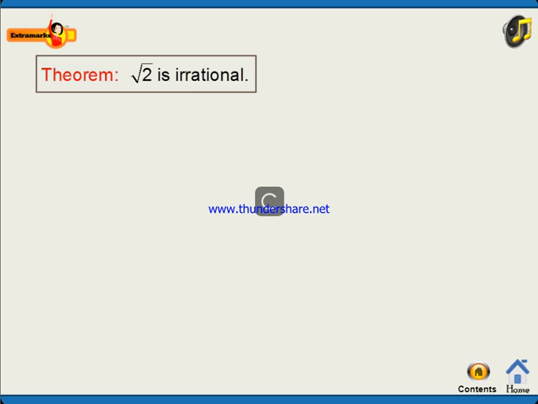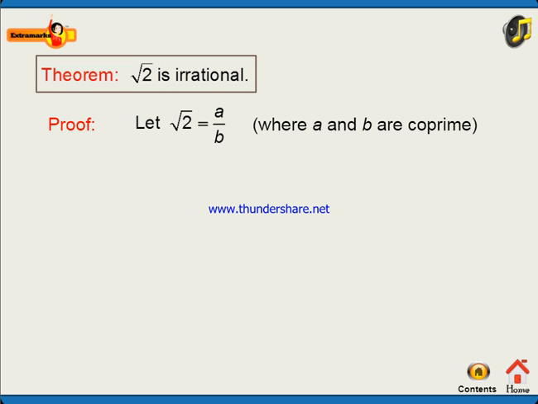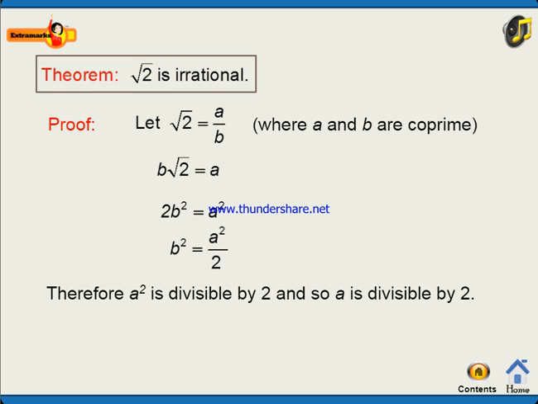There is another theorem: root 2 is irrational. Let us prove this theorem. Let root 2 be equal to a upon b, where a and b are co-prime. From this expression we get b square is equal to a square upon 2. Therefore, a square is divisible by 2, and so a is divisible by 2.